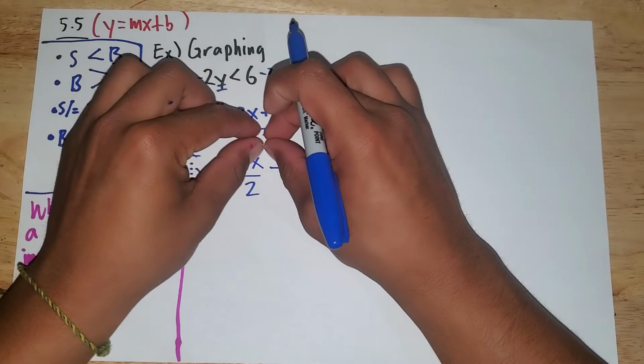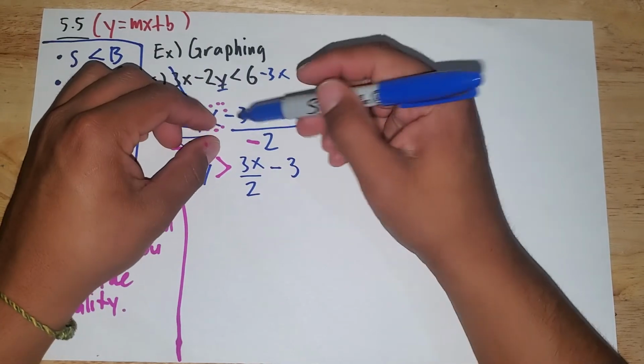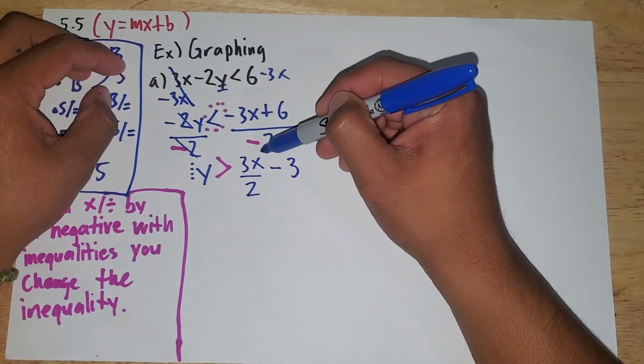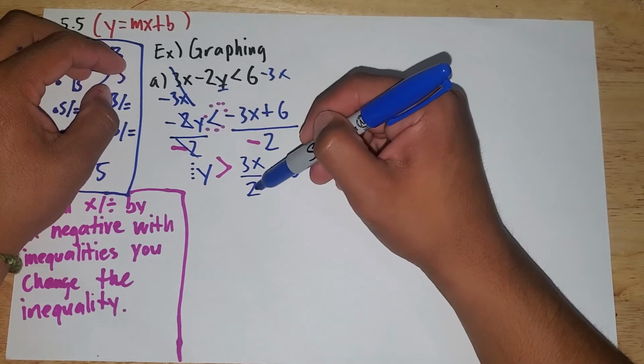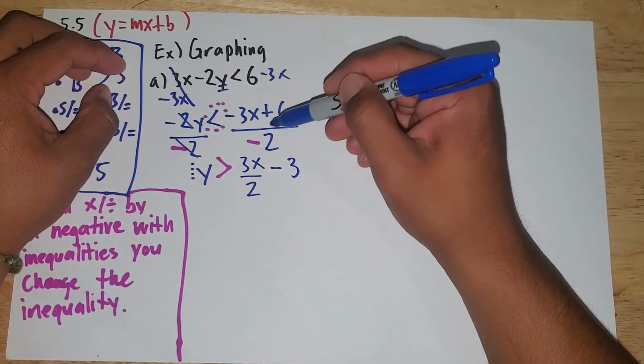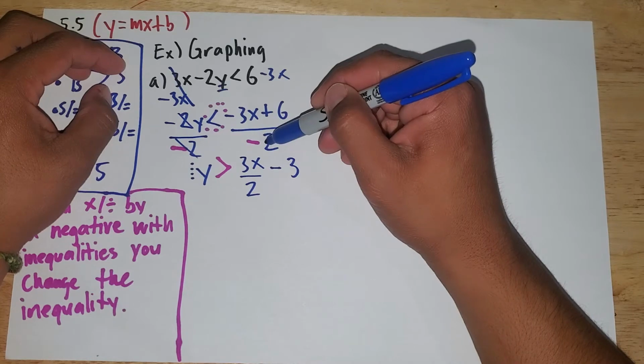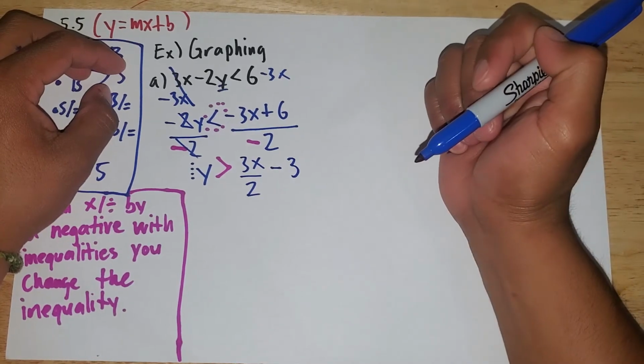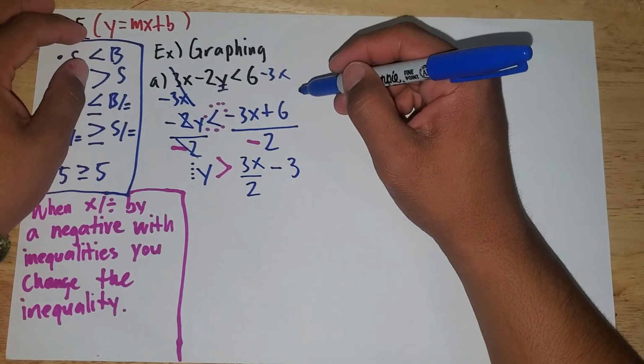All I did is break it apart. Negative 3x over negative 2, which will simplify to 3x over 2. And then 6 over negative 2. And 6 divided by negative 2 will give you negative 3. Hopefully I didn't lose anybody.